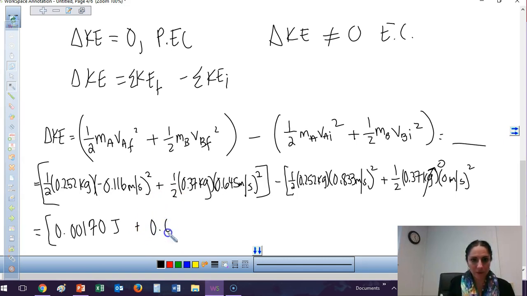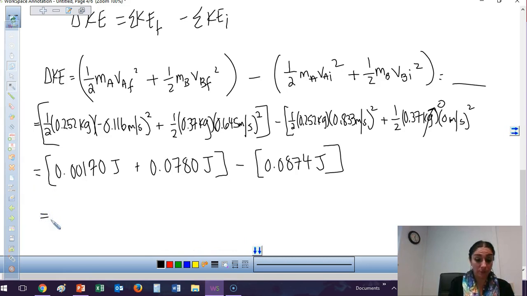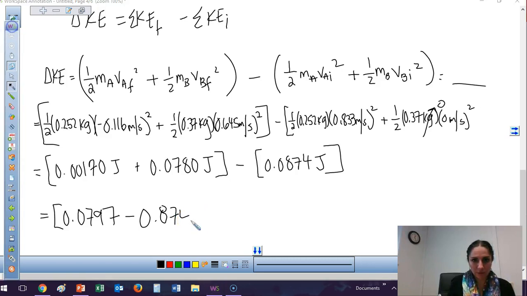I get 0.078 if I round, minus, since this whole thing is 0, I'm just going to calculate that. 0.5 times 0.252 times 0.833, 0.0874 joules. Okay, go ahead. 0.00170 plus 0.078. Okay, sorry. Which gives me 0.797. Now, since I combined these two, I'm going to subtract it from 0.0874. 4 is a terrible number, sorry. There you go, 4.